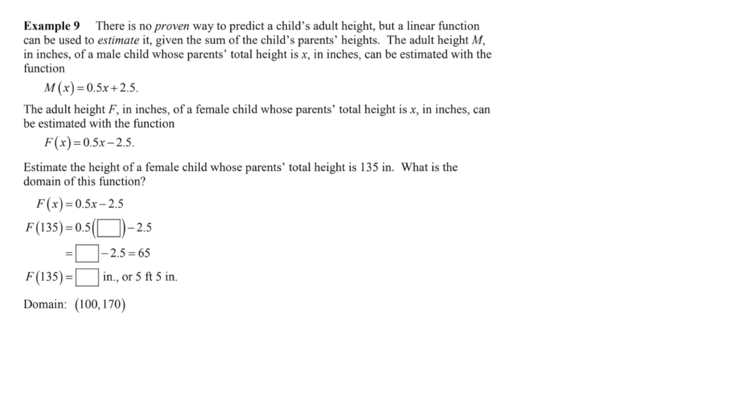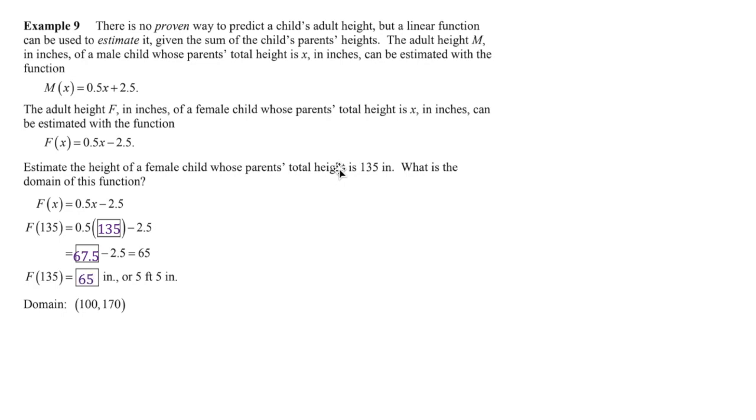So depending upon if we're a male child or a female child will depend upon which equation we're going to use. It's asking us to estimate the height of a female child whose parents' total height is 135 inches. And then what is the domain of this function? Since we know we are dealing with a female child, we will use the f of x function. I do know the total height because x represents the total height in inches, which we are given, we can substitute that in for x. So 0.5x or 5/10 times 135 minus 2.5. Multiplying, we get 67.5 minus 2.5 is equal to 65.